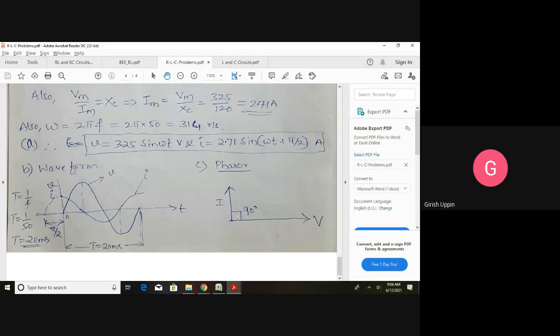So there will be problems on a similar line. The analysis will remain the same. The unknowns might change, but the analysis, if you have understood this completely, then any kind of problem can be solved.